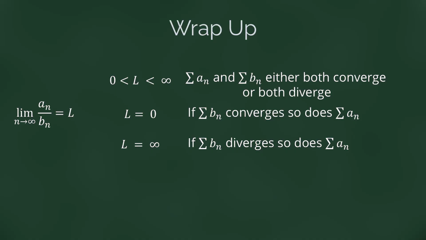Notice that in the case of the limit being 0, if the bottom one diverges, we don't know anything. In our last case, the limit is infinite, which means that our numerator is growing more quickly. Then we know if the bottom one diverges, the top one must as well. Again, in the infinite case, if the bottom converges, we don't know anything about the top.